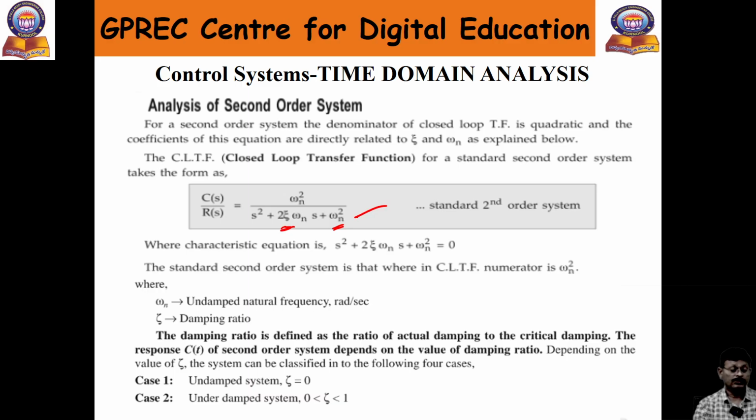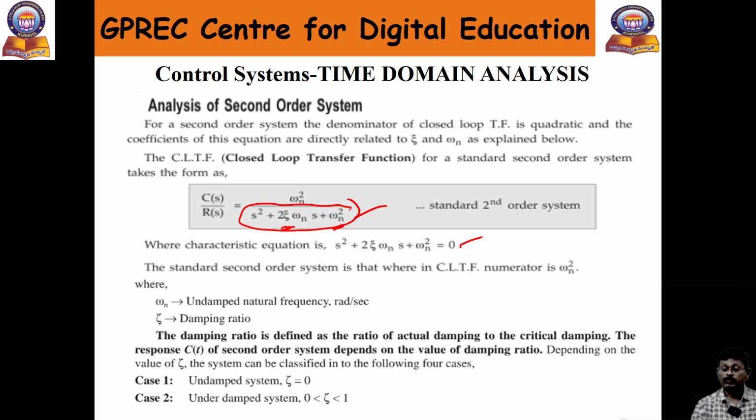So the coefficients of the equation are directly related to zeta and omega n. Okay. So this is the standard equation of the second order system. The denominator appearing here is called the classic equation of the second order system. Okay, classic equation.